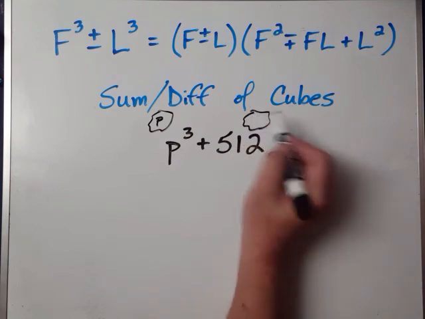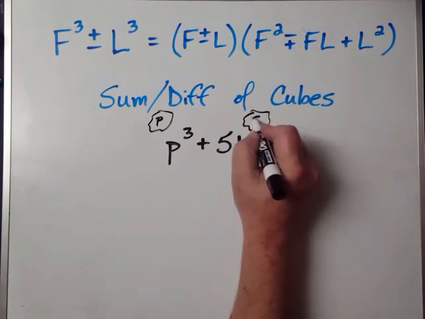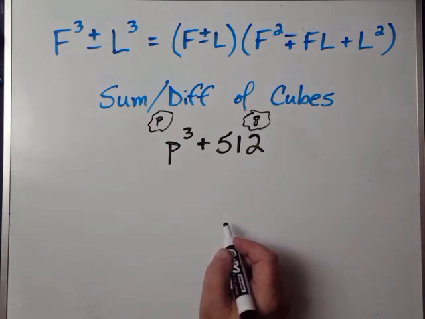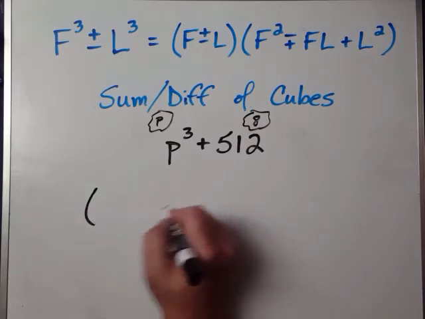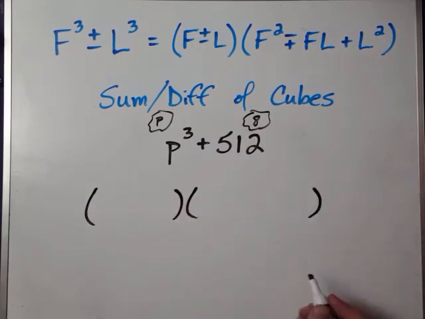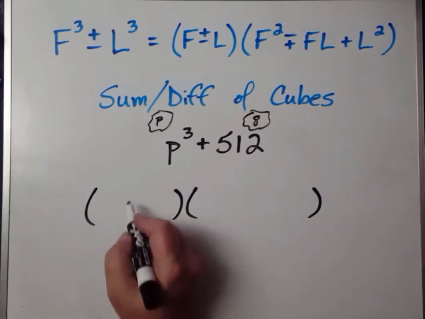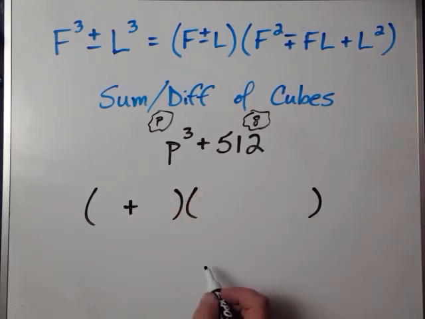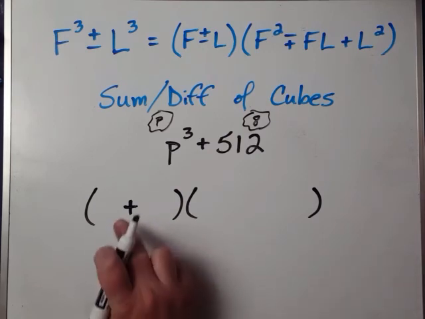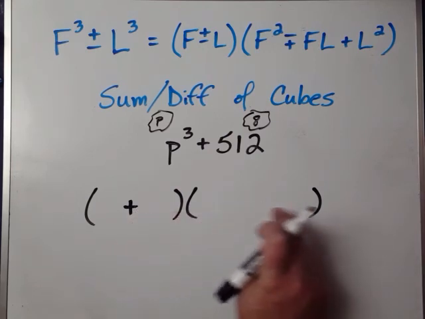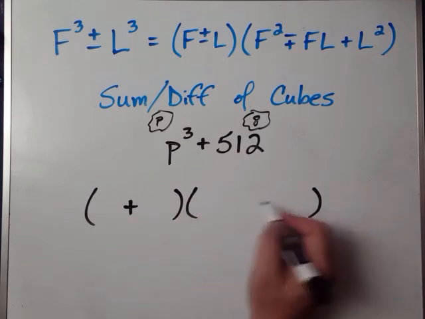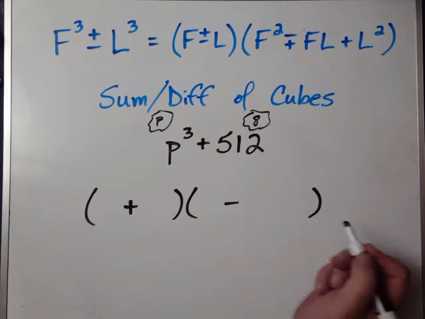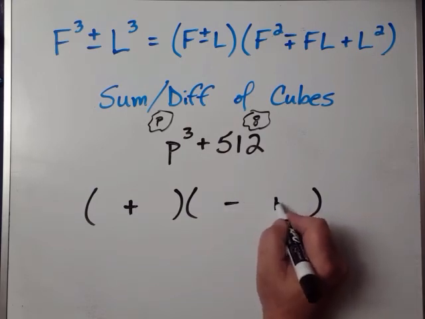This last term, 512, is 8 cubed. So I have a sum of cubes. I know how that factors. It factors as a binomial and a trinomial. The sign in the binomial will match the sign of the problem. Or if you're using SOAP, will be the same, opposite, always plus, right? I'm going to continue to say match, and my first sign of the trinomial will be the opposite of that, and this last sign is always plus.